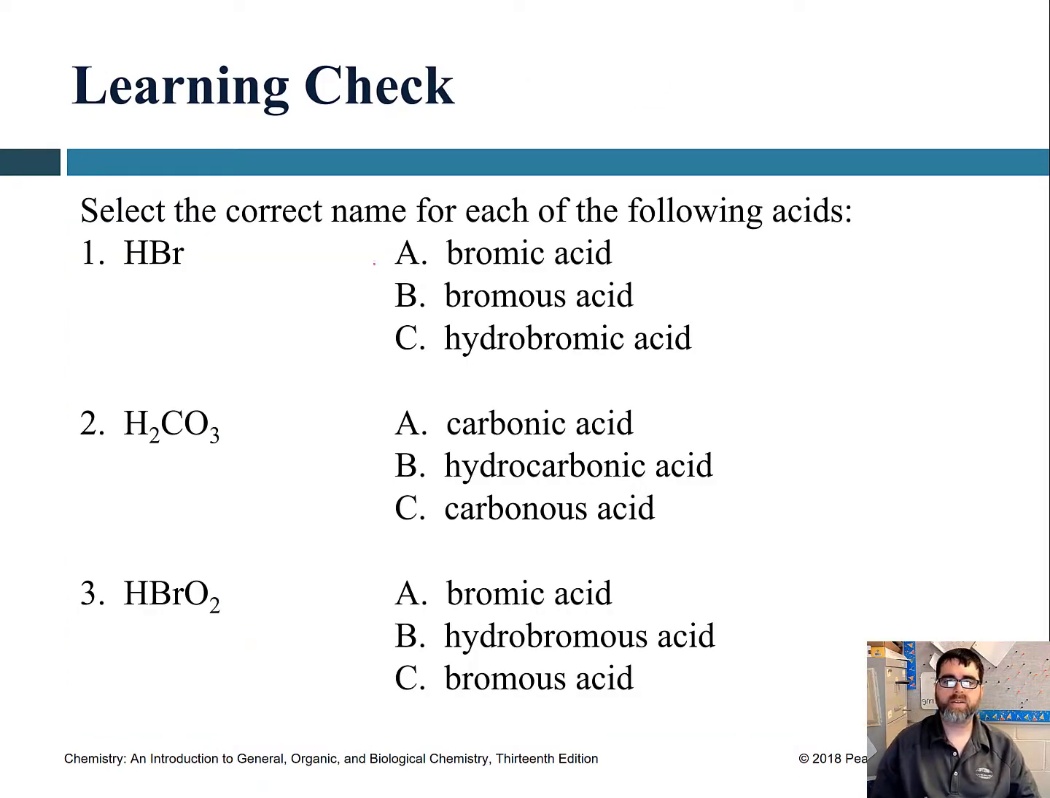So here we're asked to work these out. Here we have a hydrogen and a bromine. It's only made up of two pieces, so this is going to be the hydro-blank-ic acid.